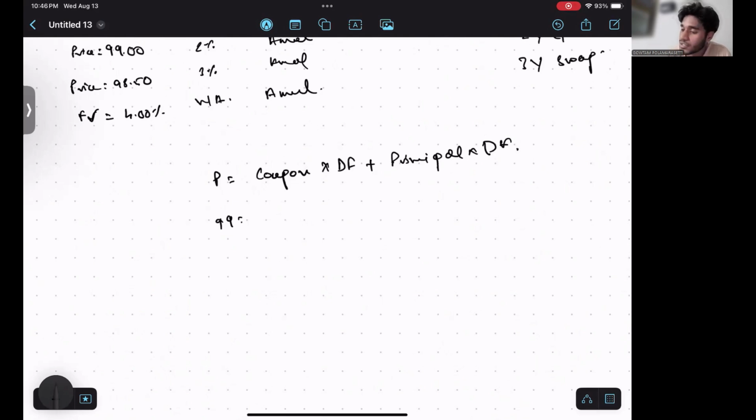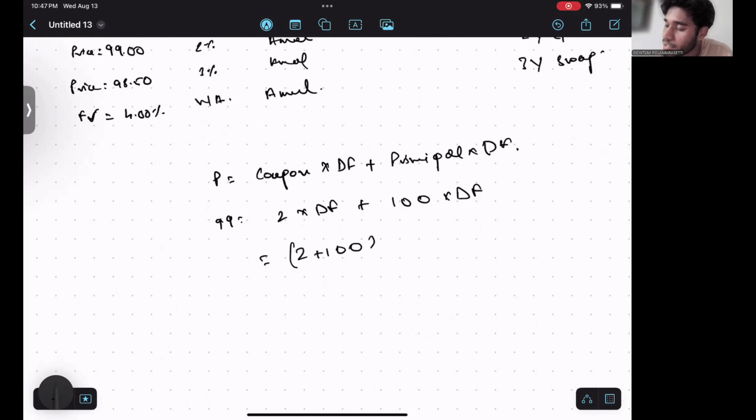So here the coupon is 2 times DF plus the principal 100 times DF, which we can write as 2 plus 100 times DF. From this, we can find the value of DF for 1 year, which is equal to 0.97059.